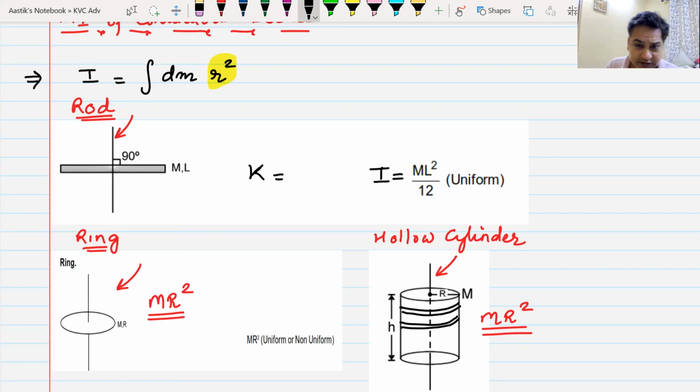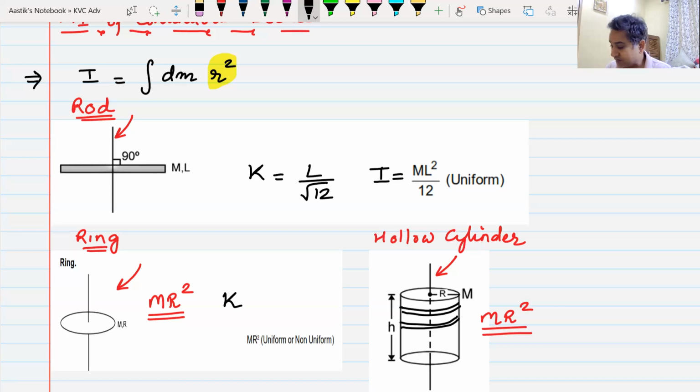What is the radius of gyration of this rod about an axis which passes through the center? Under root L square by 12, sir. So it is L by root 12. Why has it taken so long for you to give me the answer? It is L by root 12. So L square by 12 ka root. You just cancel M.